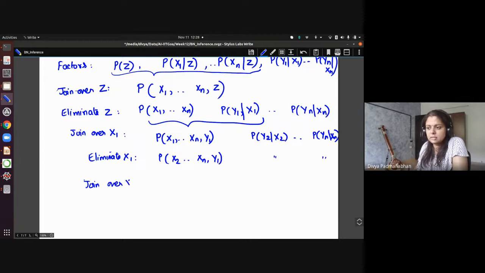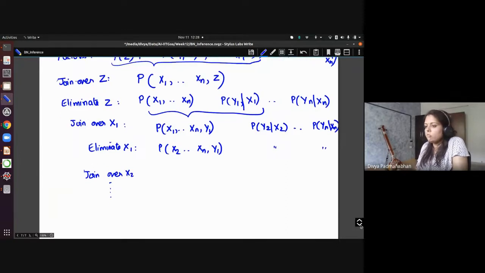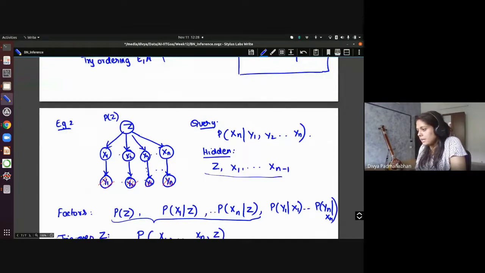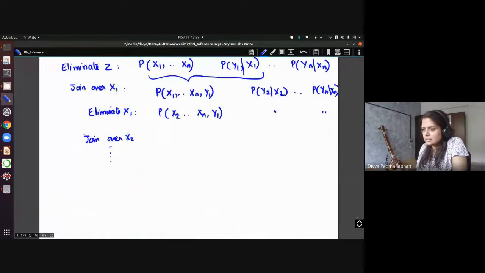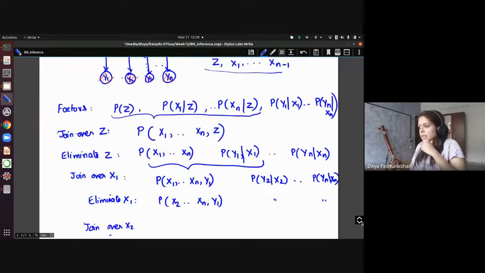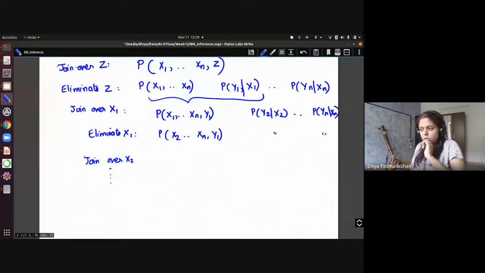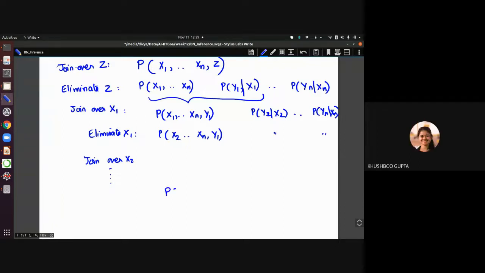You keep doing this, and finally, what would you get after you go from z, x1 up to xn minus 1? Let's just write the last step. What would you start off with at that point? You're at this stage, you've joined and eliminated x1 up to xn minus 2. So what is the factor that you will get here? P of xn and y1 up to yn minus 1.